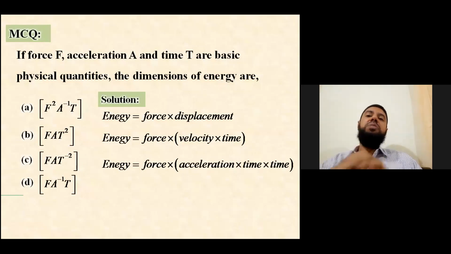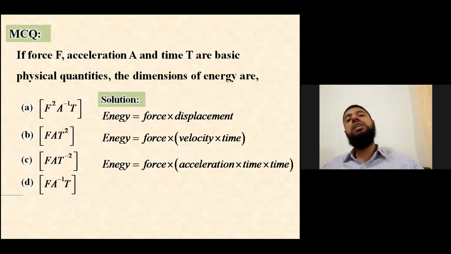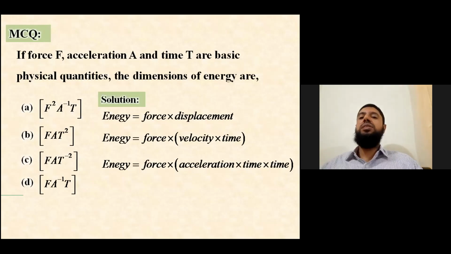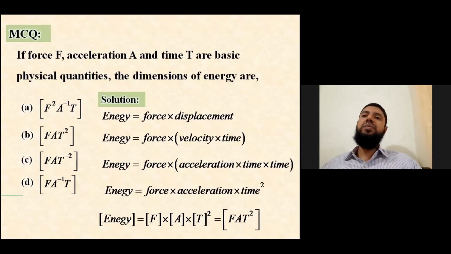Now let's make use of the dimensions he has given. The dimension of force is F. The dimension of acceleration is A. The dimension of time is T. Now substitute it. Then the dimensions of energy in terms of force, acceleration, and time are F power 1, A power 1, and T square. This is the pattern.